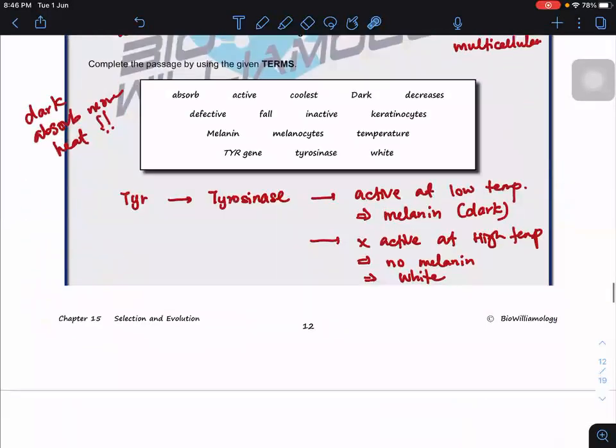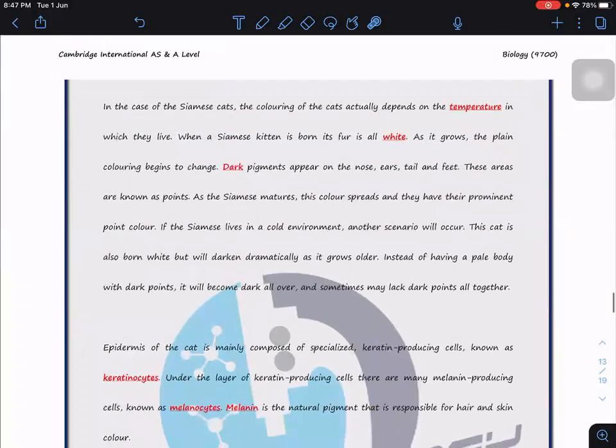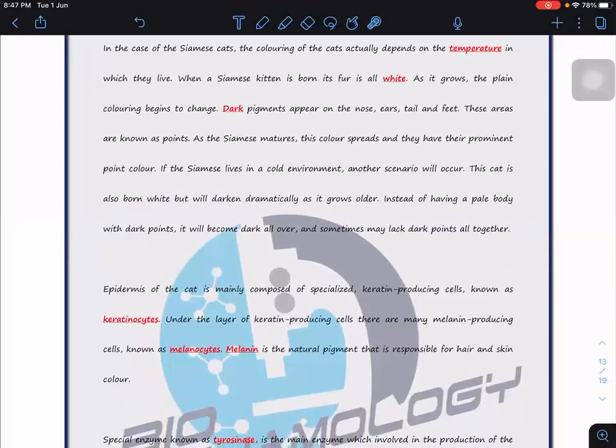Okay. So I go through the answer quickly so that you can try it. Then you can check your answer later.